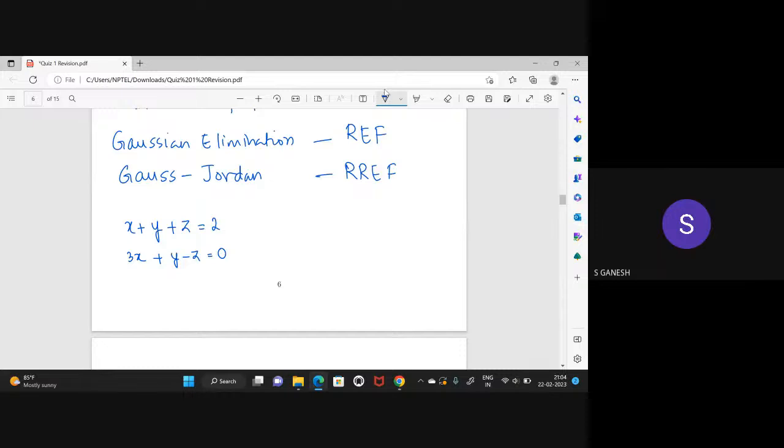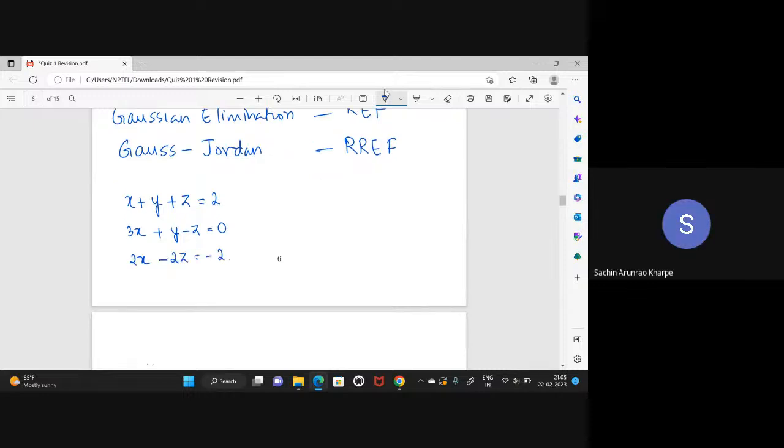Ma'am, could you please take one little complicated example, where we get fraction values? Well, that's a difficult one. The idea here is for me to tell you the concept, not to make you do calculations. That is your part.